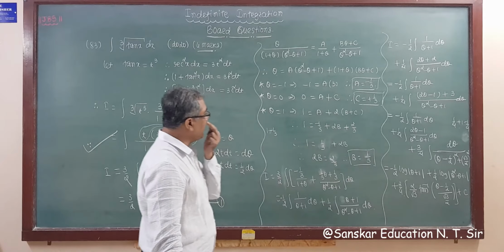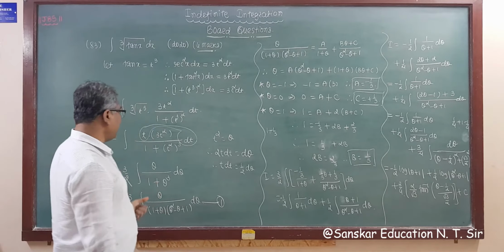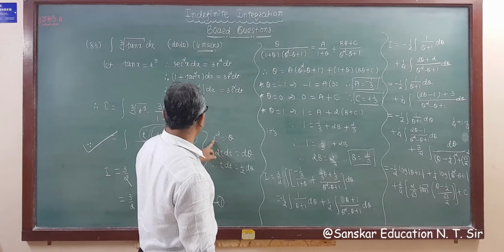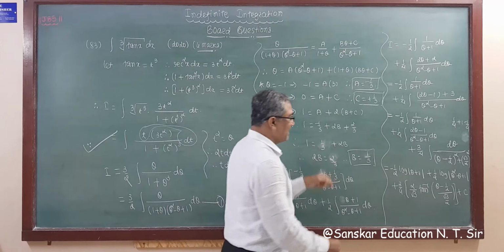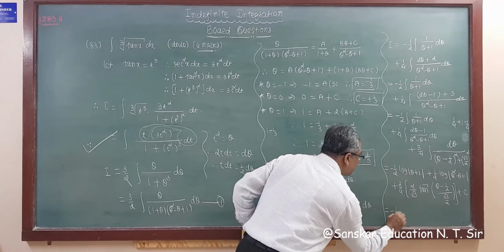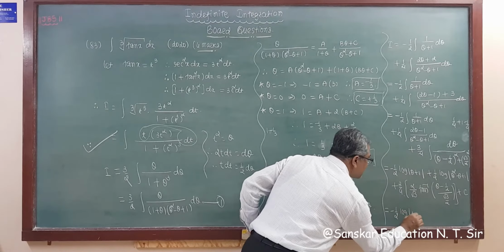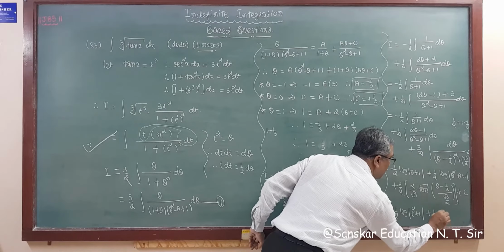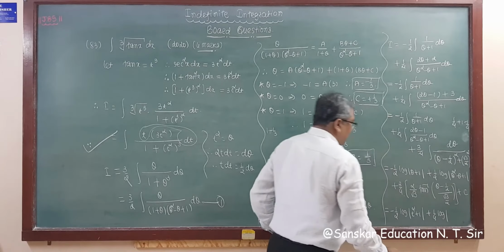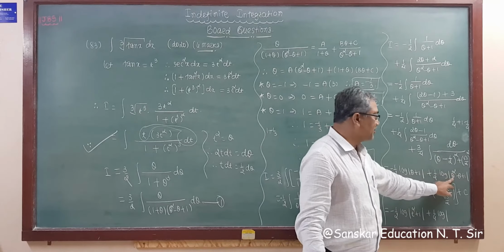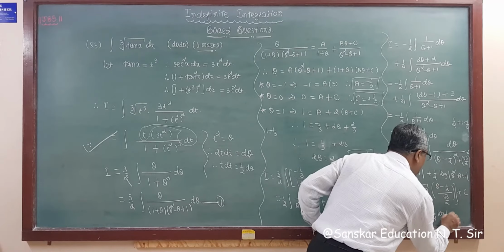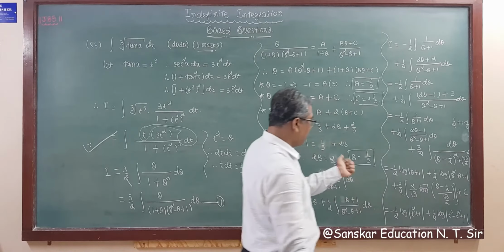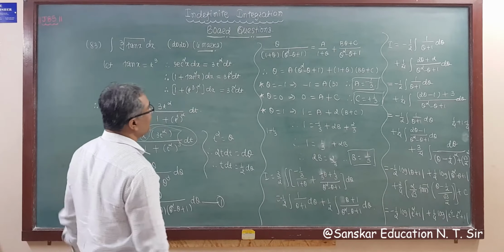So substituting the value of theta. What is theta? Theta is t square. So substituting theta as t square, we get minus 1 upon 2 log of t square plus 1, plus 1 upon 4 log of t raised to 4 minus t square plus 1, and plus 3 by 4. I have no space.